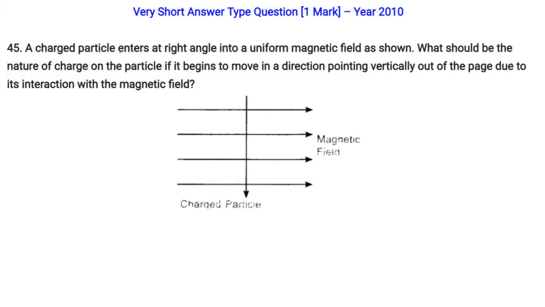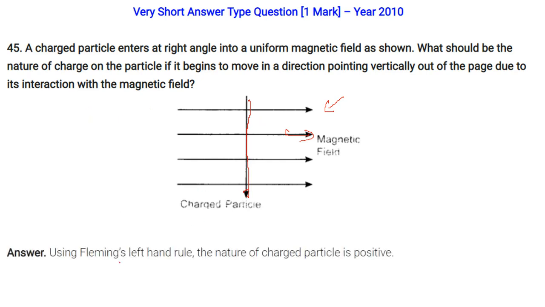A charged particle enters at a right angle into a uniform magnetic field like this. Here it is, a charged particle moving like this. This is a magnetic field. What should be the nature of charge on the particle if it begins to move in the direction pointed vertically out of the page due to its interaction with the magnetic field? So we can use Fleming's left hand rule. The nature of the charged particle is positive.